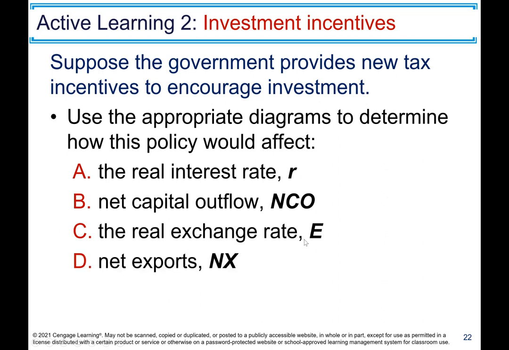Active learning 2. Investment incentives. Suppose the government provides new tax incentives to encourage investment. Use the appropriate diagrams to determine how this policy would affect A, real interest rate R, B, net capital outflow NCO, C, real exchange rate E, and D, net exports NX.